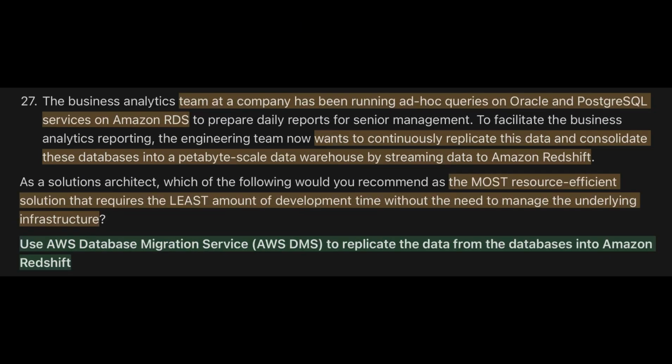Now, let's say a company's been running ad hoc queries on Oracle and PostgreSQL services on Amazon RDS, and they want to continuously replicate this data and consolidate these databases into a petabyte scale data warehouse by streaming the data to Amazon Redshift. So the most resource efficient solution that requires the least amount of development time without the need to manage the underlying infrastructure is to use the AWS Database Migration Service, AWS DMS, to replicate the data from the databases into Amazon Redshift.